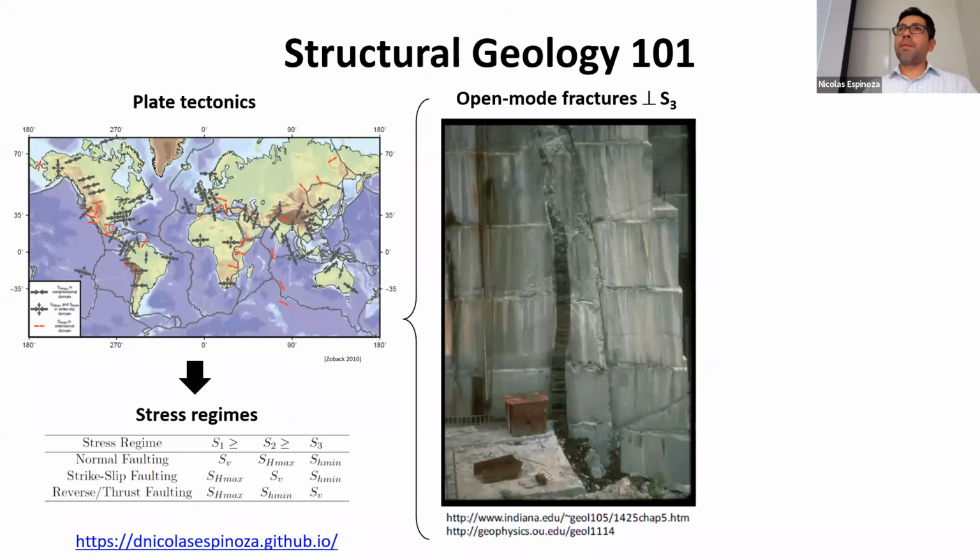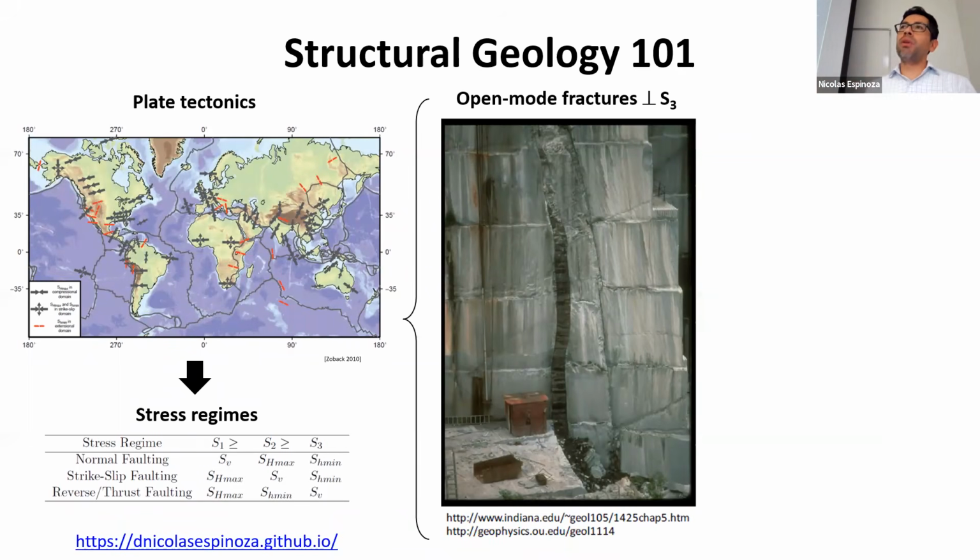So when the rock fails, it mostly fails in what is called an open mode failure. This is an example of a dike. This is a hydraulic fracture, which is natural. In this case, if I remember correctly, this is a magmatic dike. So it's lava that opens the rock and creates a large hydraulic fracture. This is failure in what's called open mode, and it's always perpendicular to the least principal stress.